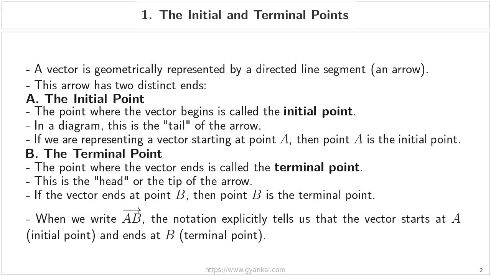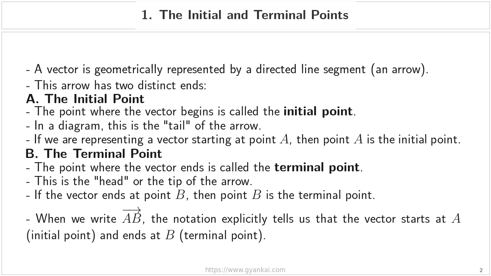Now, here is a very important tip for your notation. When you see the notation vector AB, written with an arrow over the letters A and B, that notation is explicitly telling you the direction of travel. It tells us the vector starts at A, which is our initial point, and ends at B, our terminal point.